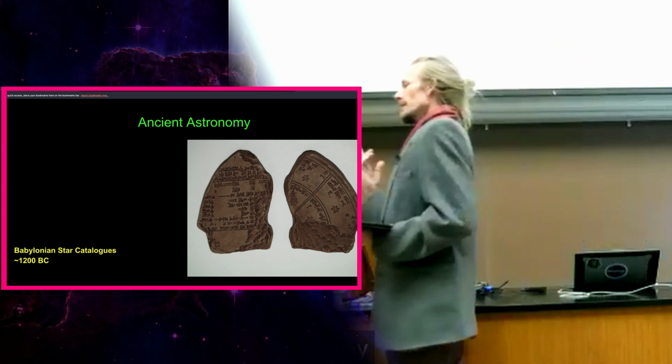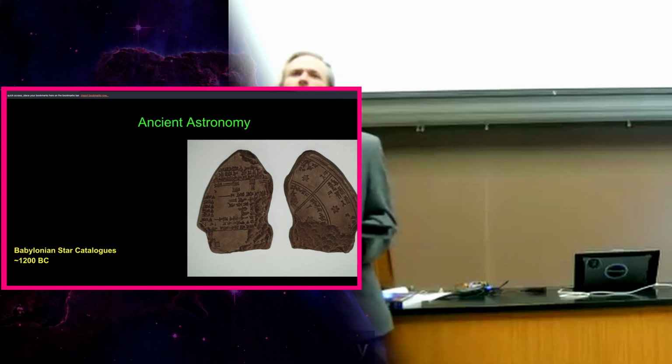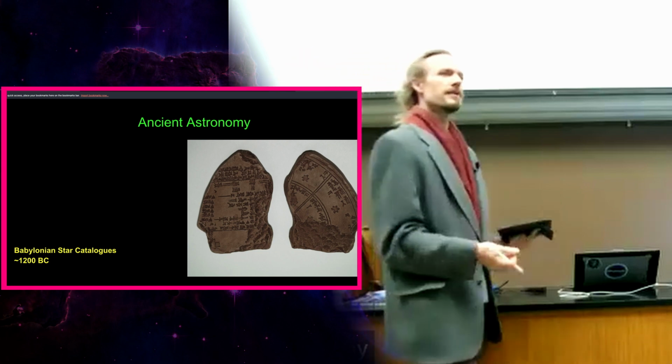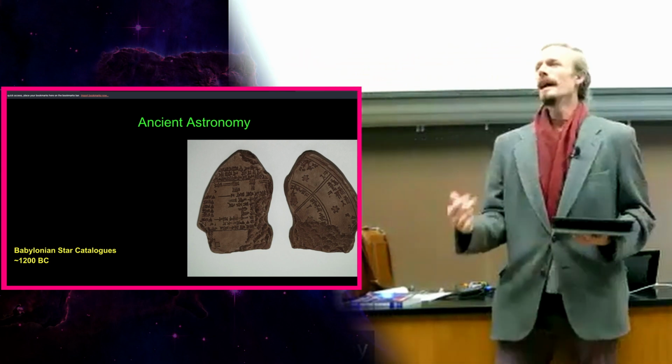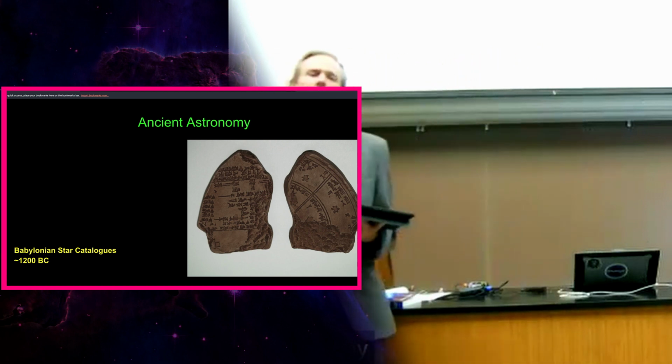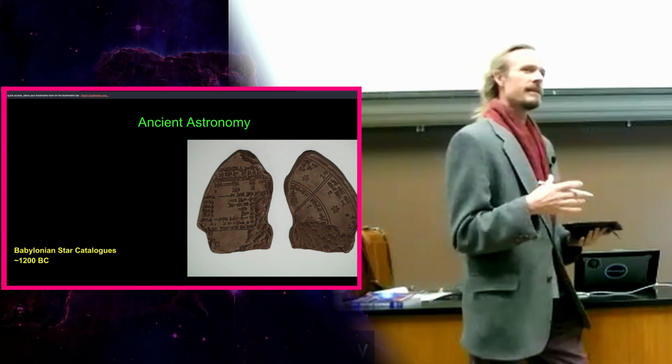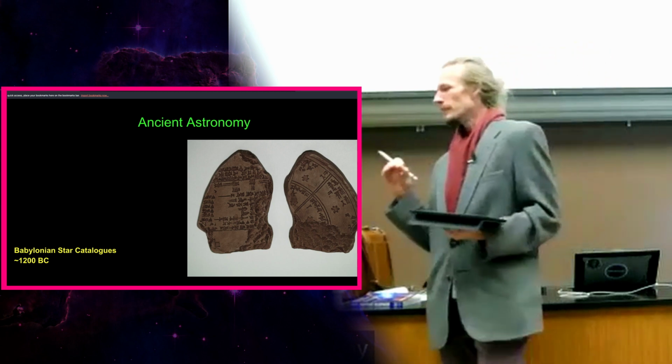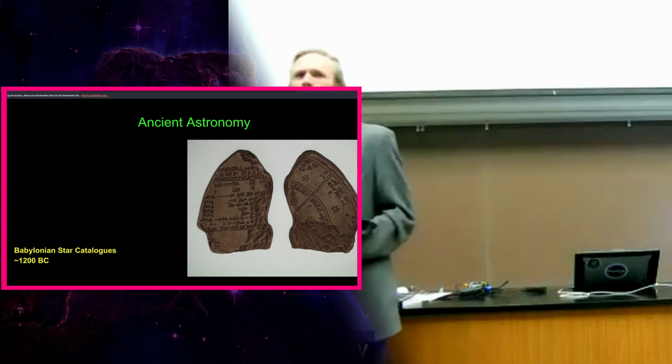The Sumerian script is well understood. We can read their writing. We can read their star catalogs. No one has deciphered the ancient Indus script to this day, all right? It's also very politically difficult for people to work in that system right now for whatever reason.